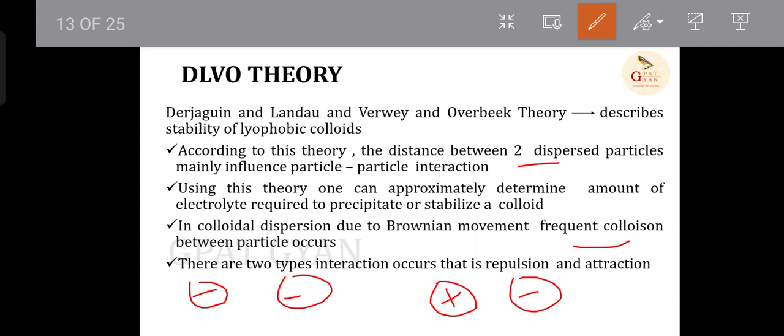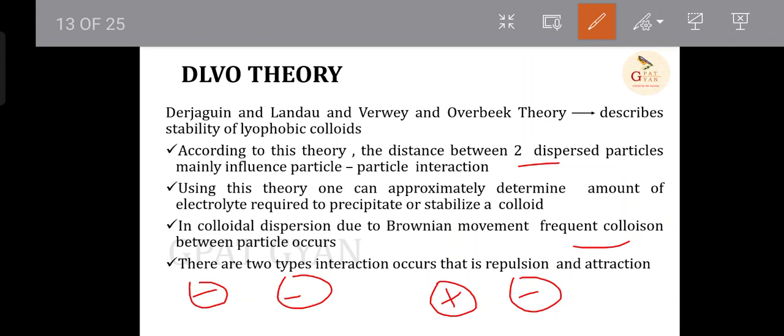After that, in colloidal dispersion, due to Brownian movement, which I have already discussed in the kinetic properties of colloids, the dispersed phase moves randomly and collides with the walls of the container and with each other, so that they will not settle down under the influence of gravity. So stability can be maintained. That is the basic principle of Brownian movement, and a particular size range is mentioned above which the particles show Brownian movement. So here it is said that in colloidal dispersion, due to Brownian movement, frequent collision between particles occurs. That is also an idea we can get from the DLVO theory.